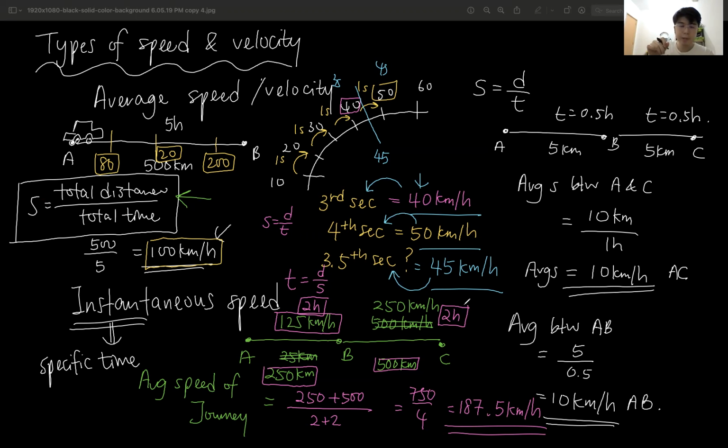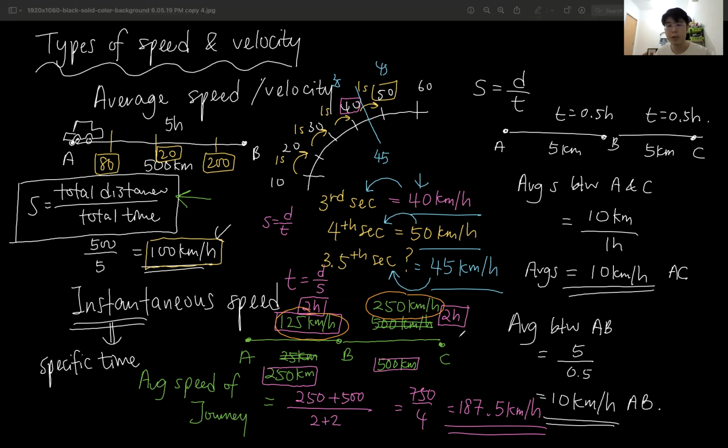Common mistake: we cannot find it this way. We cannot add 125 and 250 and divide by 2. No, we cannot find that, because when you hear the word average, you tend to add and divide by 2. This is what we do in mathematics. But here, you cannot add the speeds and divide by 2. That is not how you find average. You find it by taking the total distance divided by the total time. Okay?